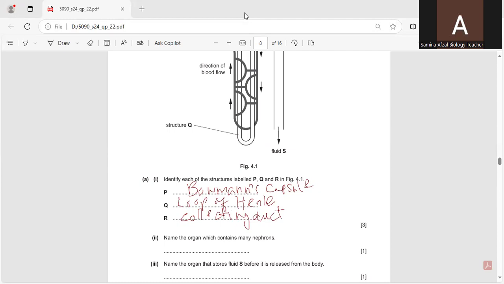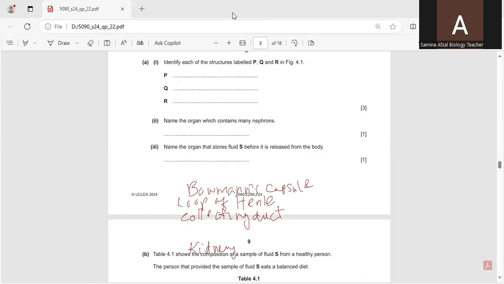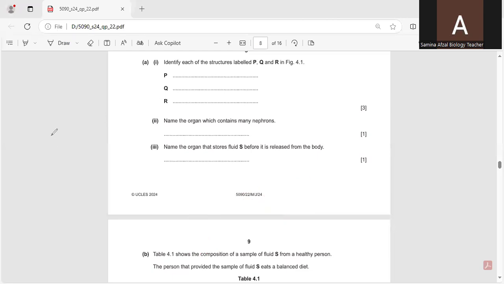Name the organ which contain many nephrons. So kidney, because nephron is the unit of kidney. We will move towards the next question. And next question is, name the organ that stores fluid S before it is released from the body. So the fluid S before its release is stored in the urinary bladder.